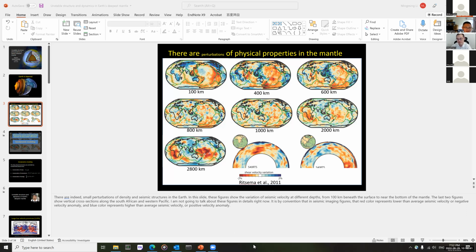The most direct evidence is from seismic images. If you can tell the density for the two LLVPs, that is more direct. Geochemistry has lots of caveats for the interpretation of the geochemical observations.